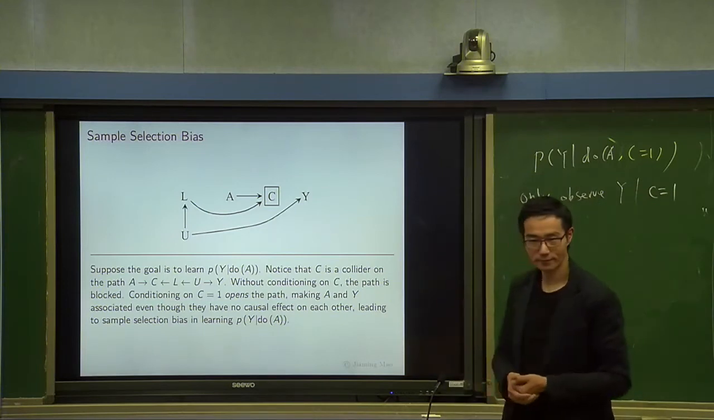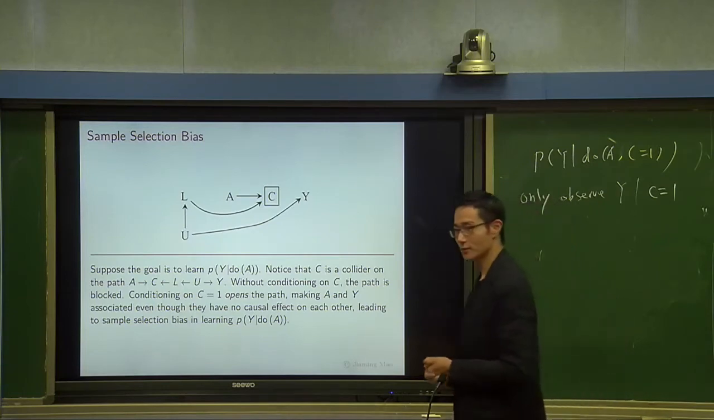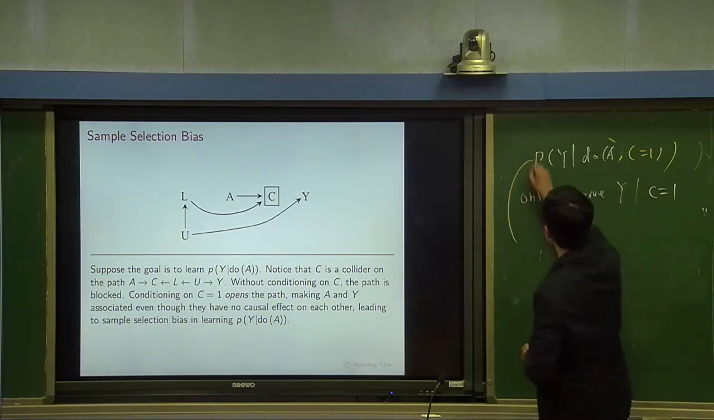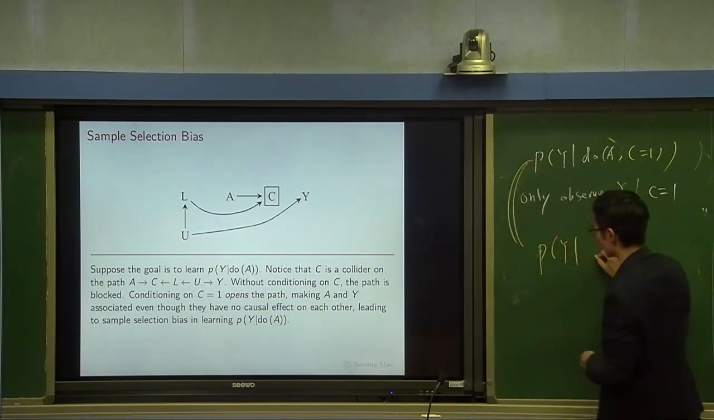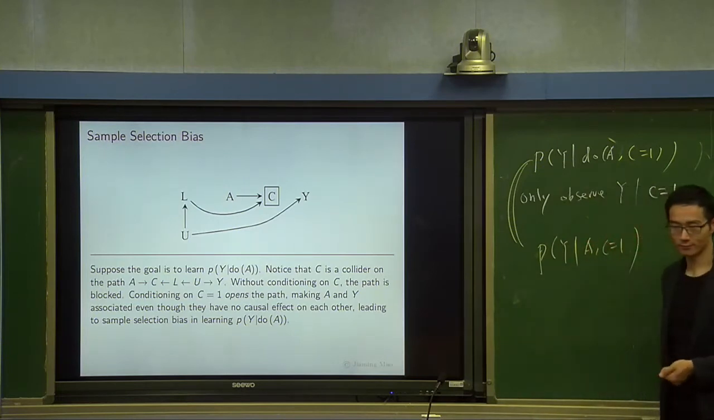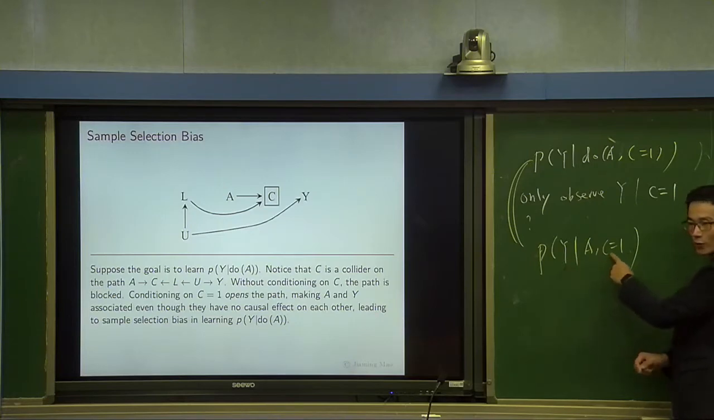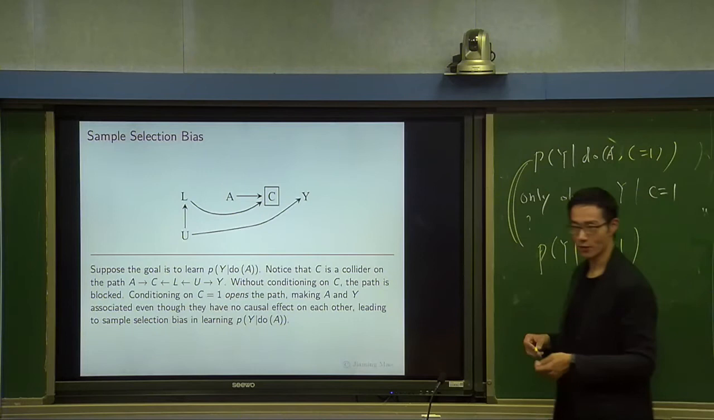From this causal graph, is P(Y | do(A), do(C = 1)) equal to P(Y | A, C = 1)? Is this equal to this? Are they equal? Because I can get this from data, since I see all the Y for which C is equal to 1. But are they equal, based on this causal graph?